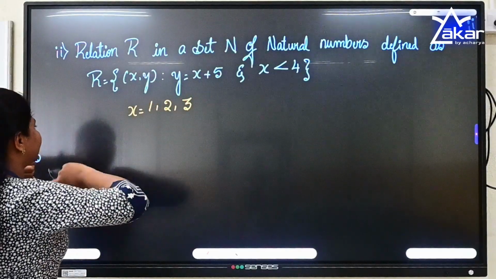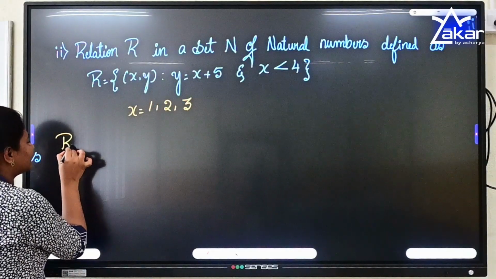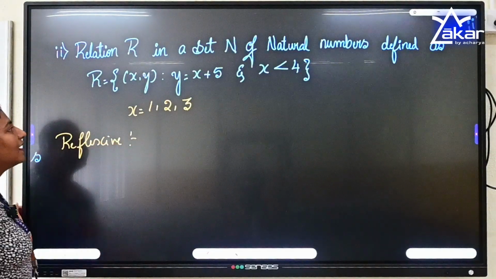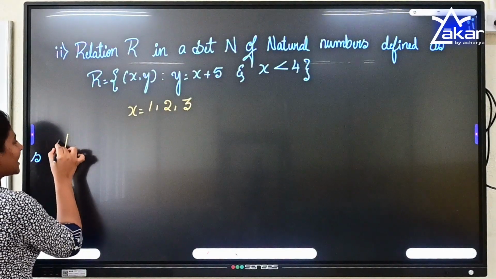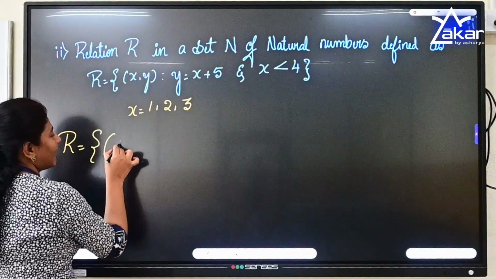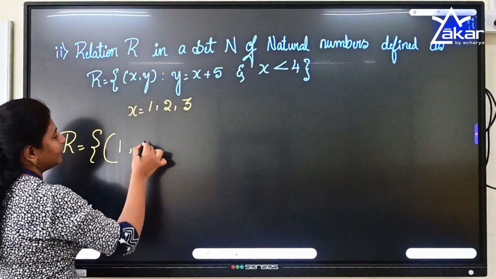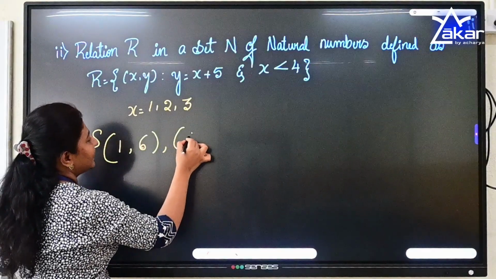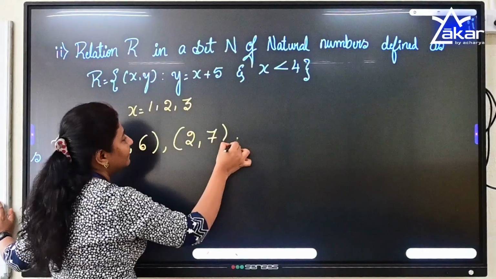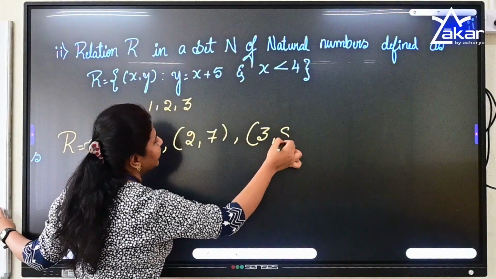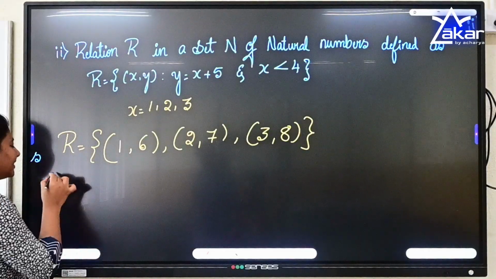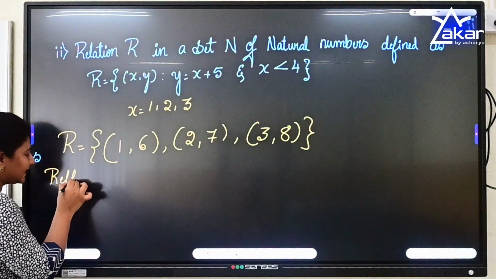According to this, let us check the reflexive condition. What does the reflexive say? Before that, let us see the R values. If I apply x equals 1, the resultant of y will be 6. If I apply x equals 2, the resultant will be 5 plus 2, that is 7. If I apply x equals 3, the resultant is 8. So these are the sets of relation R. In that you have to check whether it is reflexive or not.